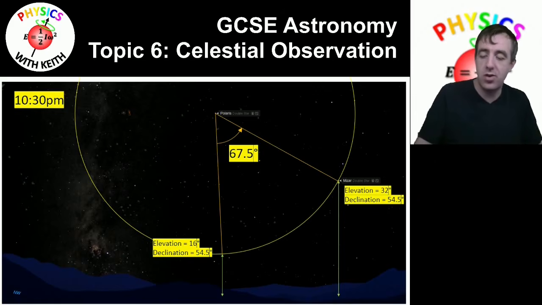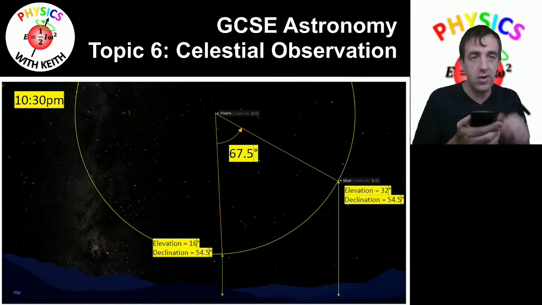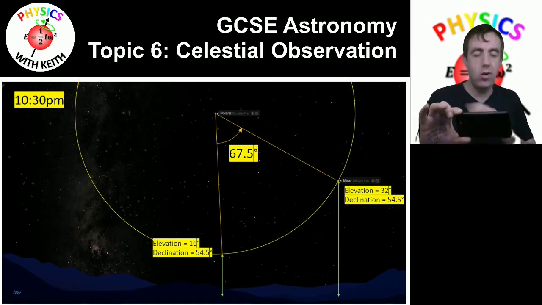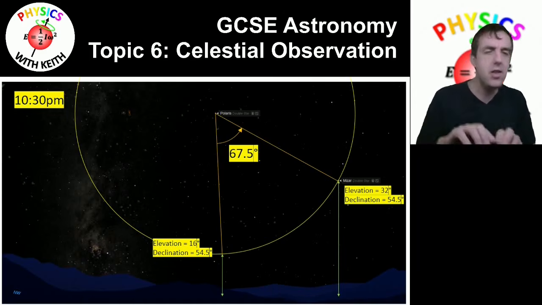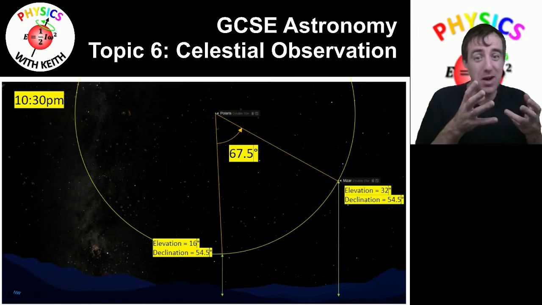Now, a lot of apps that you can download will allow you to fast forward time. So there's a little slider or something you can look at and you can say, I want to see that star, it's too close to the horizon, fast forward, that's how long I have to wait before I can see it. Really good apps to use. And knowing about the apps is actually part of your course.